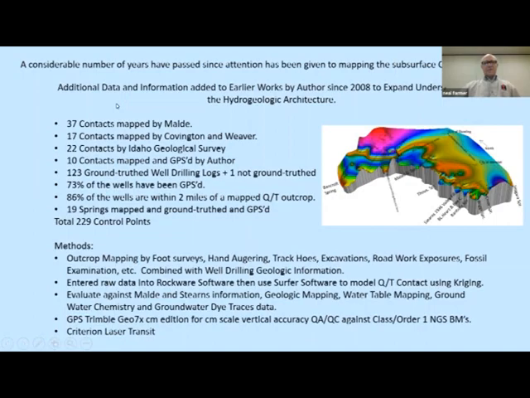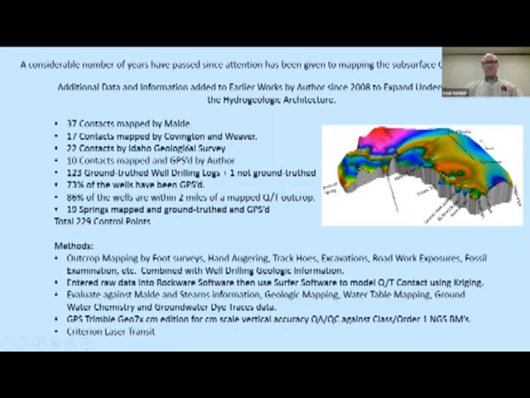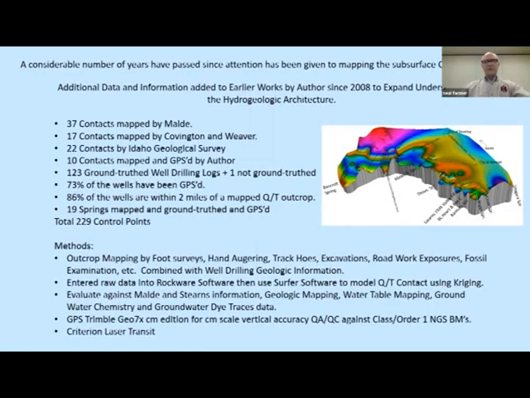The model used 86 contacts mapped by a number of different entities and 123 ground truth well drilling logs, and 73% of those were GPS. 86% of them are within 2 miles of a mapped QT contact. We'll get into the QT in just a second. Along with 19 springs that have been all mapped, ground truth, and GPS on site, for a total of about 229 control points.